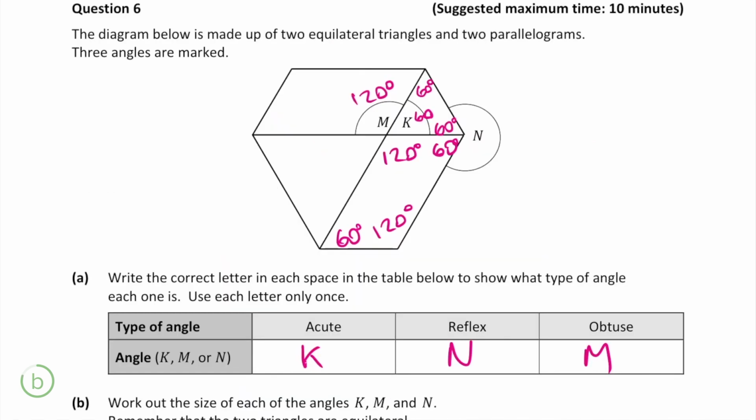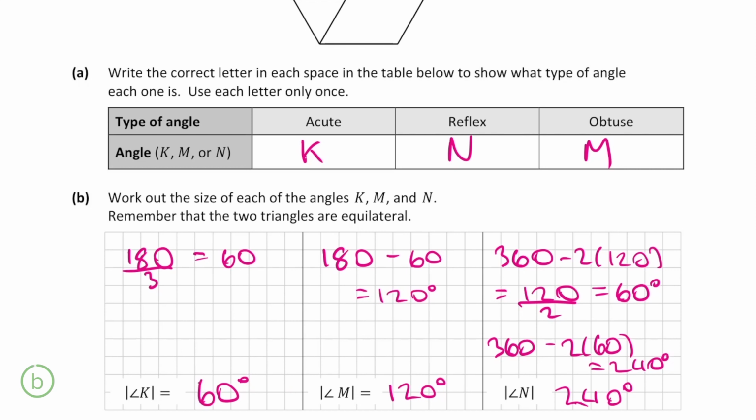Looking back at the diagram now, we have enough information to find the size of angle N. Since these angles here make up a full circle, which is 360 degrees, we can simply take the two 60 degree angles away from 360 to find the size of angle N. As a result, we work out that the size of angle N is 240 degrees.